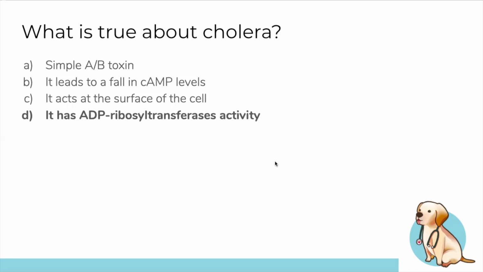Okay, so cholera is a complex one. It's the one that leads to rice-water stools. It acts within the cell. It's an AB5 toxin, and it leads to an increase in cAMP levels, which messes with the electrolyte balance of the cell. Okay, yep, that's pretty much it for microbiome.